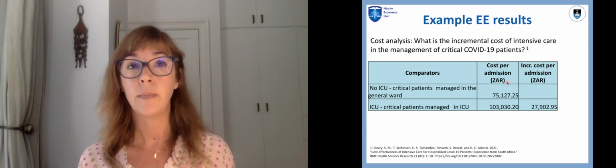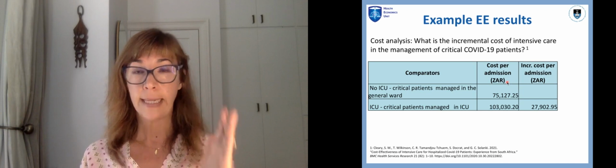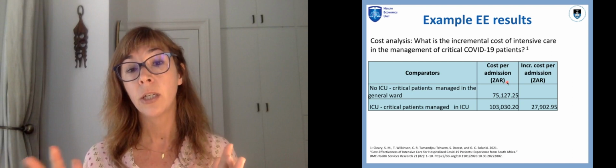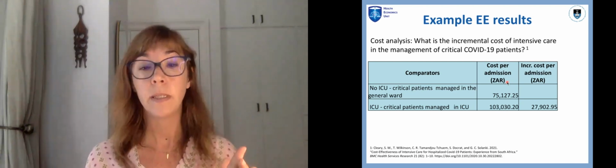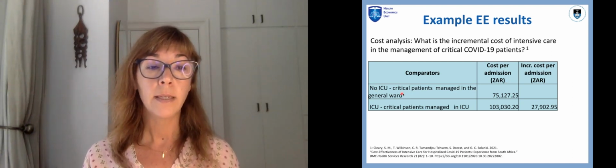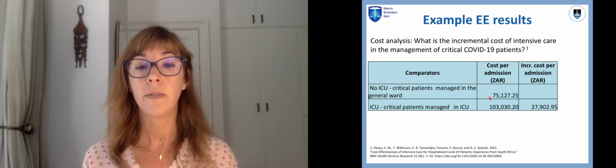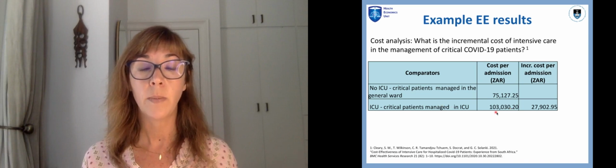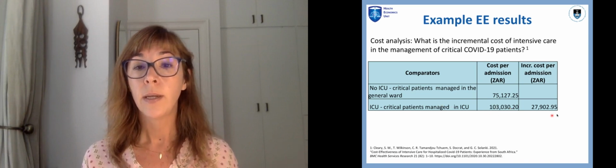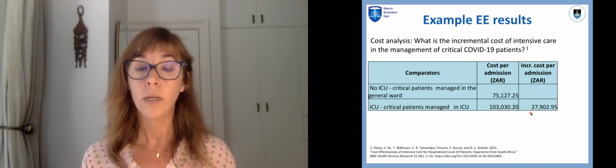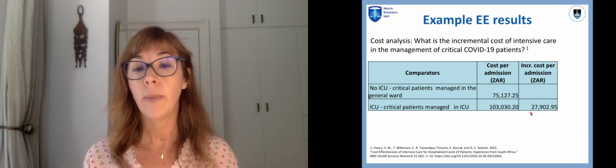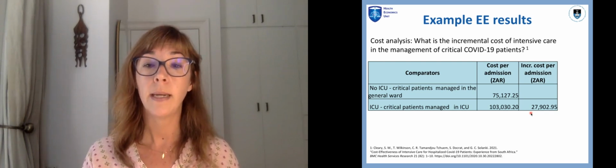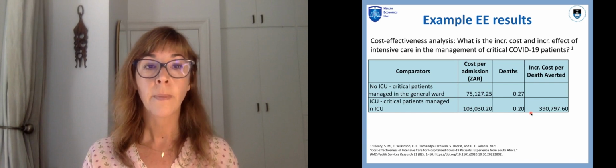So cost per admission is the cost from day one of being admitted until the day of discharge or death, whichever one happens first. So without ICU, the cost per admission was about 75,000 rands. And with ICU, the cost per admission was about 103,000 rands. So what this then means is that in order to provide ICU, you're looking at about an extra 30,000 rand per admission. So that would be an example of a cost analysis.